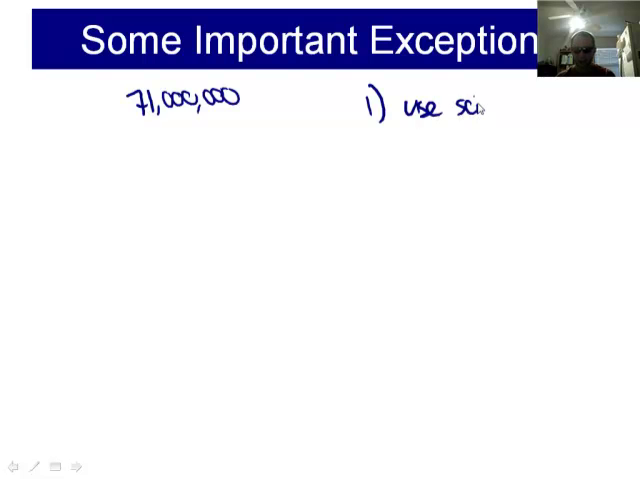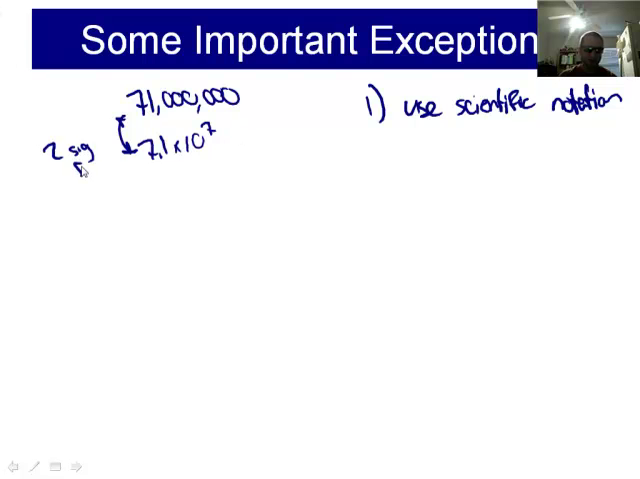Use scientific notation, okay? 71 million, as I have it written here, I could also write as being 7.1 times 10 to the 7th power. These numbers both, as written, would have 2 sig figs, okay? But say I wanted to write 71 million to be exact, and to have all those numbers be significant. Here's how I would do it.